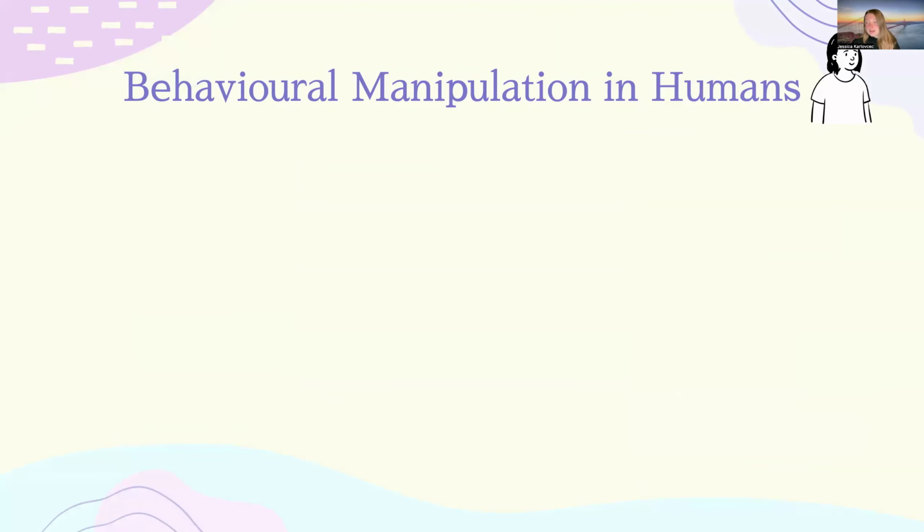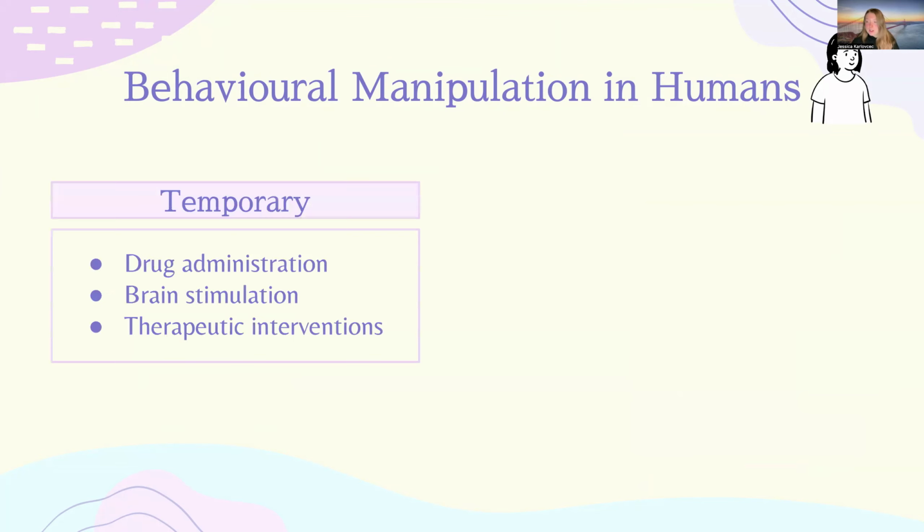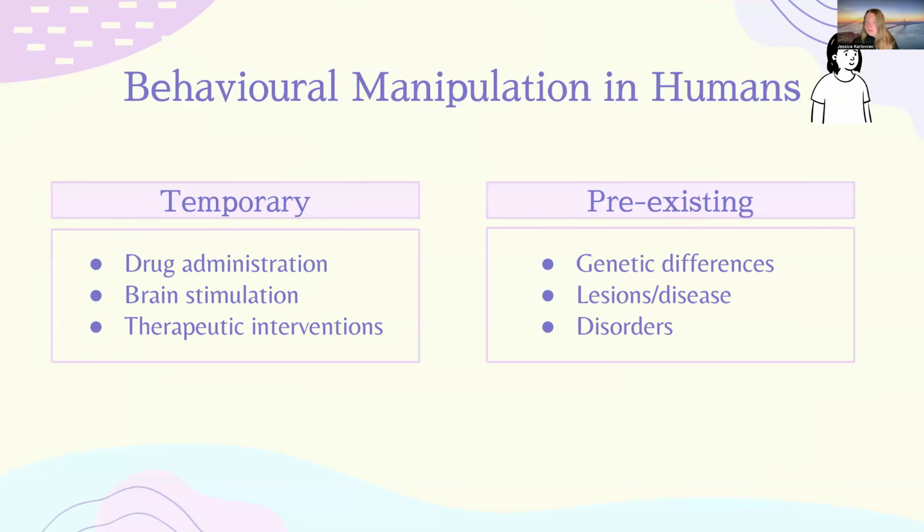In humans, we have less control over behavioral manipulation due to ethical concerns, so we're only able to use certain temporary manipulations such as safe and well-studied drugs, brain stimulation, or therapeutic interventions. However, behavioral researchers can also make use of pre-existing differences in humans to understand how certain conditions may impact behavior. Examples of these conditions include genetic differences, lesions and disease, and disorders.